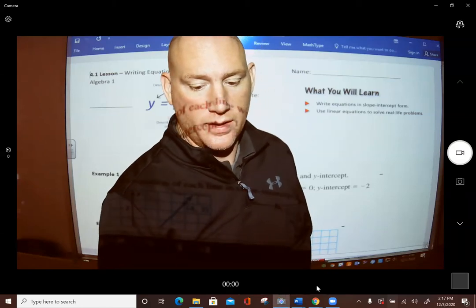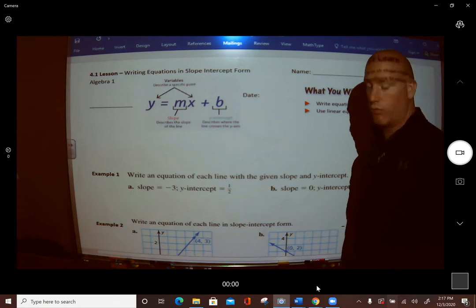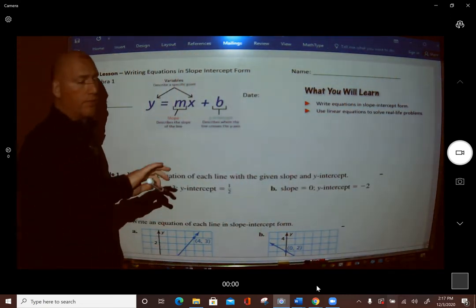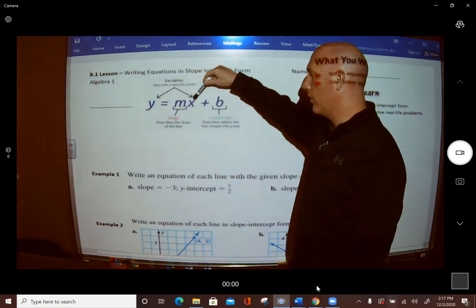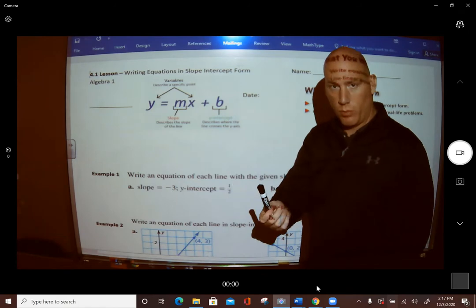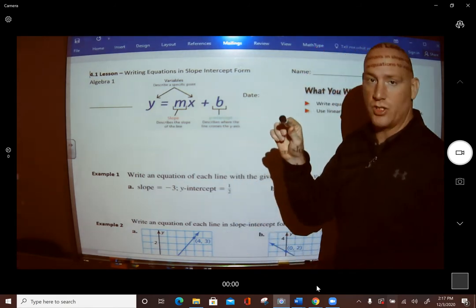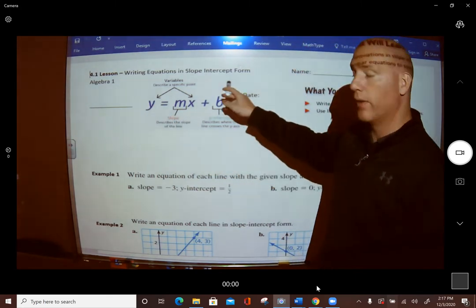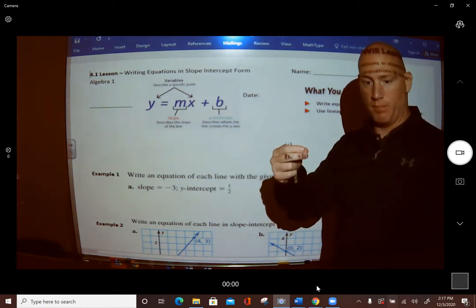Hey guys, this is going to be the notes for section 4.1. So this whole section, what we're going to be doing is looking at writing equations in y equals mx plus b form. We've already written them in this form. We worked with equations and then solved for y, and then we had it in slope-intercept form.